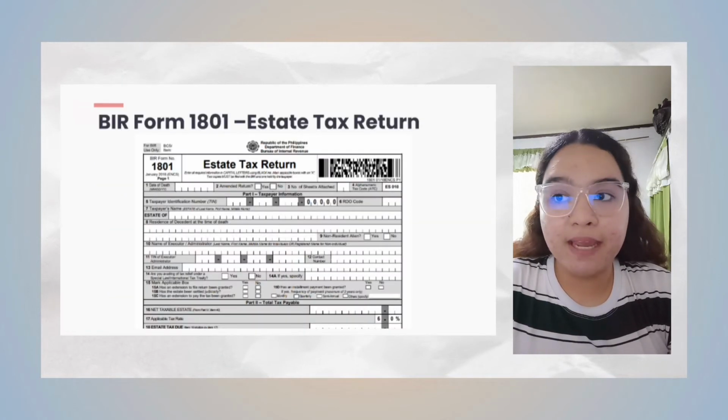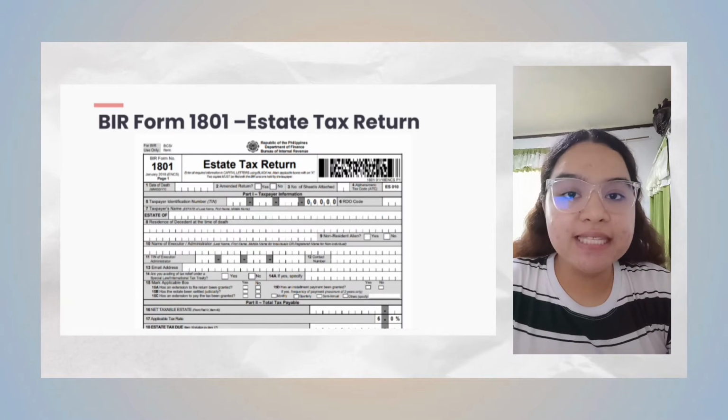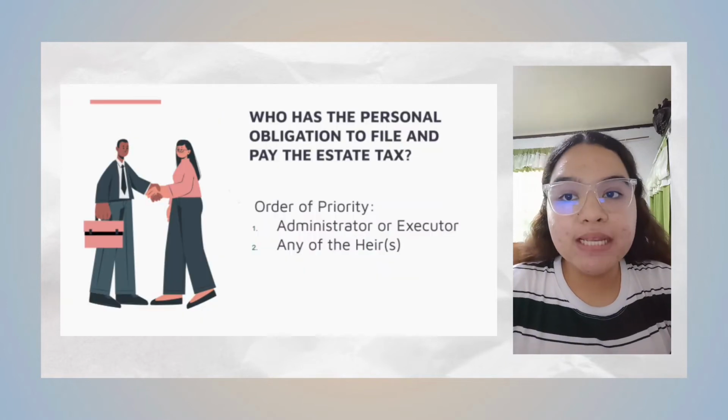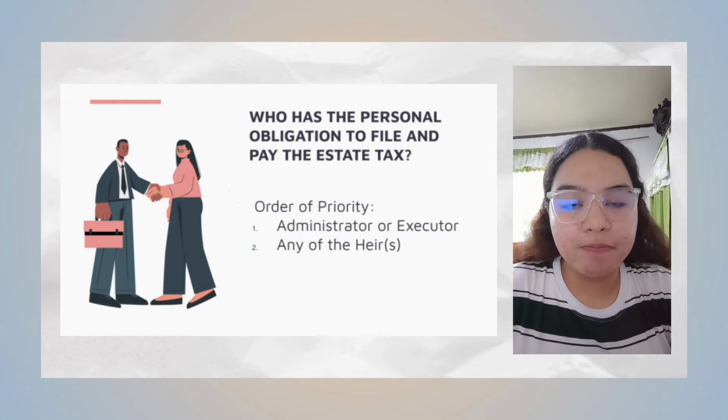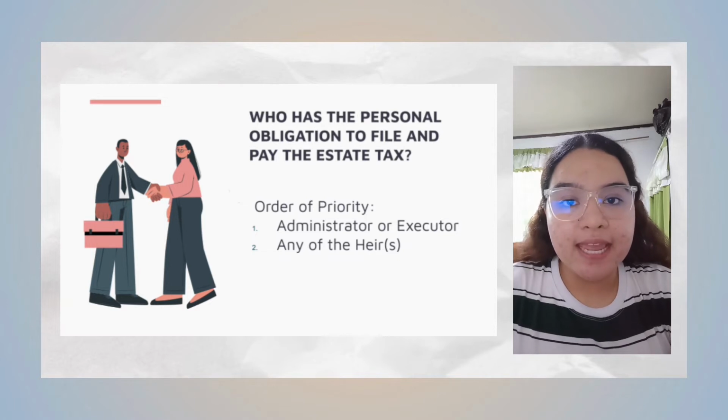So here is the BIR Form 1801 or the estate tax return. Who has the personal obligation to file and pay the estate tax? In order of priority, number 1, it should be the administrator or executor, and the second is any of the heirs.